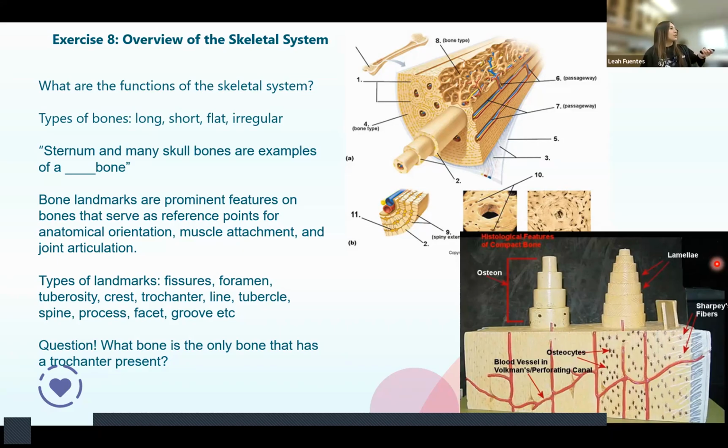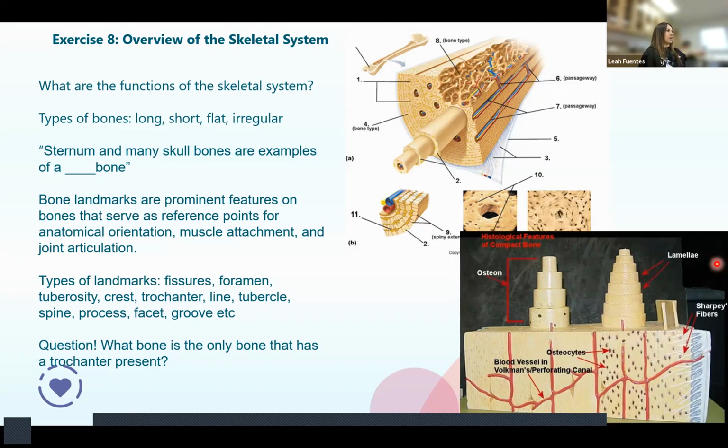You're gonna need to know the types of bones. So there's long, short, flat, and irregular. Give me 2 examples of a long bone. Humerus, femur, good. Those are the 2 big ones, no pun intended, and 2 of the easiest to remember. 2 examples of short bones, specific examples. Tarsals, what's a specific tarsal? Navicular, good.